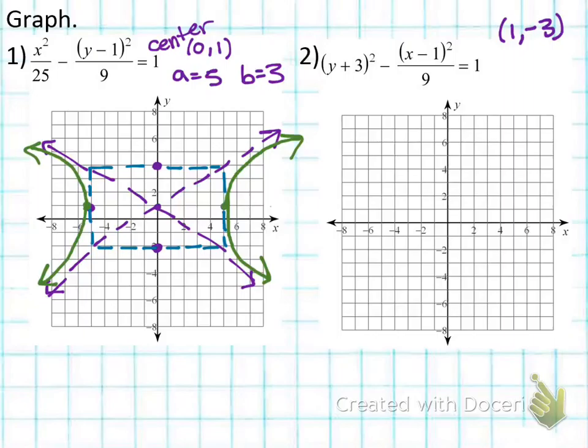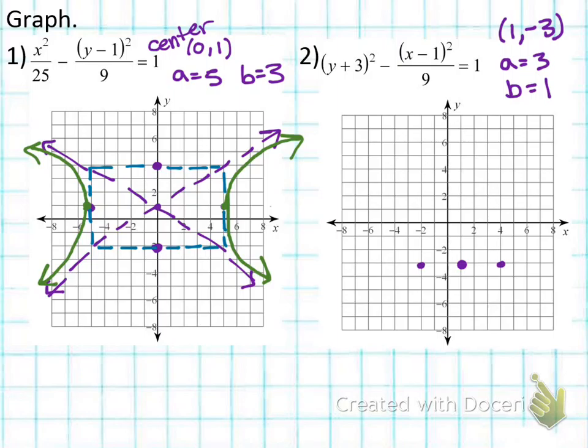Okay, and what's B? 1. Good. All right, so I'm going to make the box again here. So 1, negative 3 is going to be right, 1, negative 3 will be down here. And then I go 3 units to the right and left. So that's those points there.